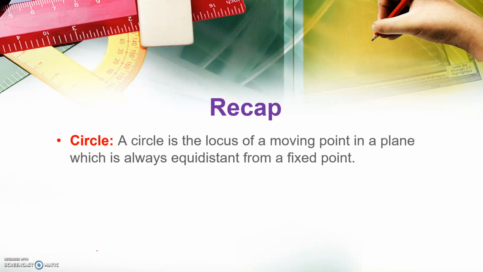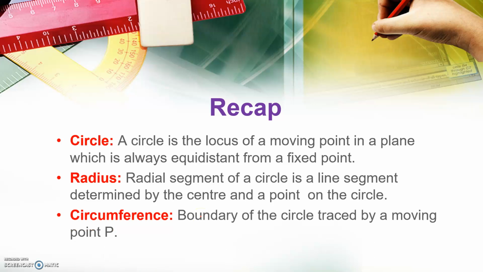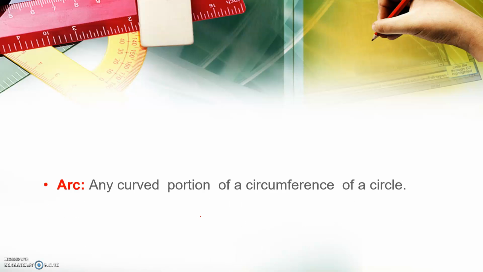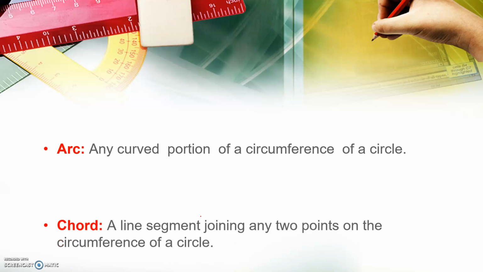Circle. A circle is the locus of a moving point in a plane which is always equidistant from a fixed point. Radius. Radial segment of a circle is a line segment determined by the center and a point on the circle. Circumference is the boundary of the circle traced by a moving point P. Arc. Any curved portion of a circumference of a circle is called arc.